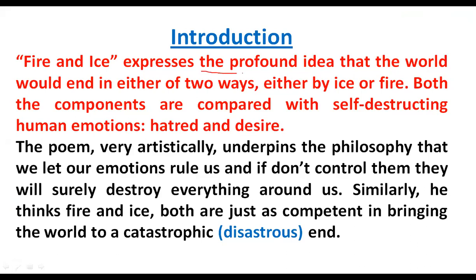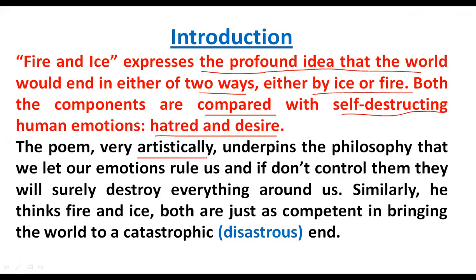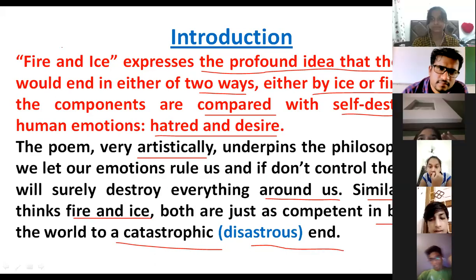Fire and Ice expresses the profound idea that the world would end in either of two ways, either by ice or fire. Both the components are compared with self-destructing human emotions and desire. The poem very artistically underpins the philosophy that if we let our emotions rule us and don't control them, they will surely destroy everything around us. Similarly, he thinks fire and ice both are competent in bringing the world to a catastrophic, disastrous end.